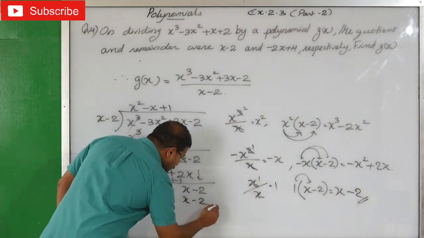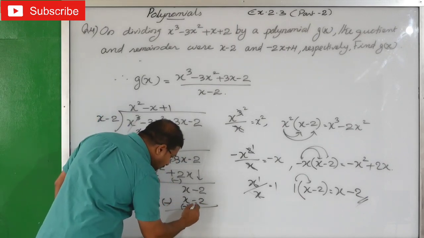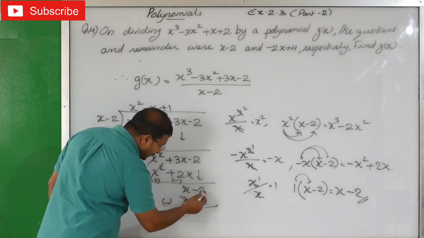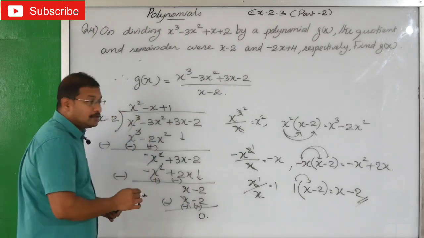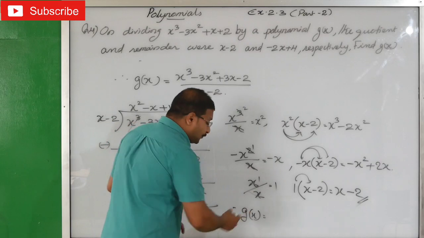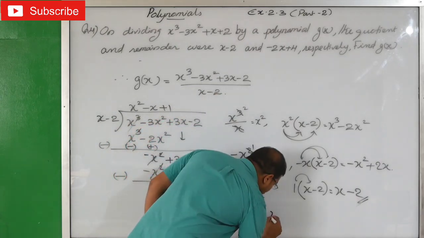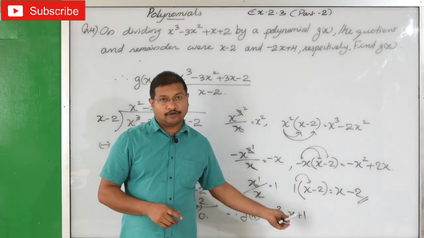X minus 2. Yeah, subtracting time, this becomes minus, this becomes plus. X minus x cancel. Minus 2 plus 2 will get 0. So the remainder is 0. That means sure this is the answer. Therefore g of x equals, what will we write? x square minus x plus 1. That is the required polynomial.